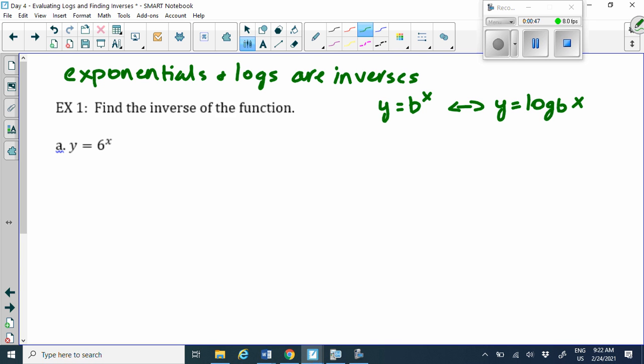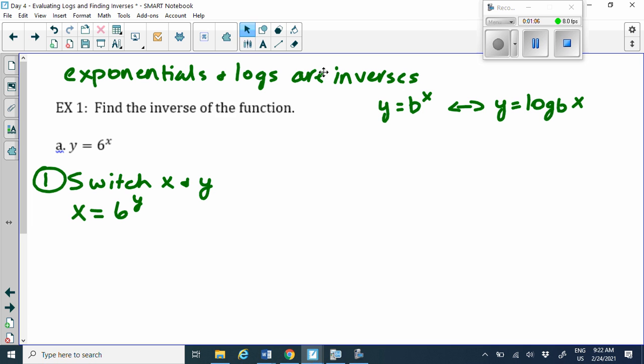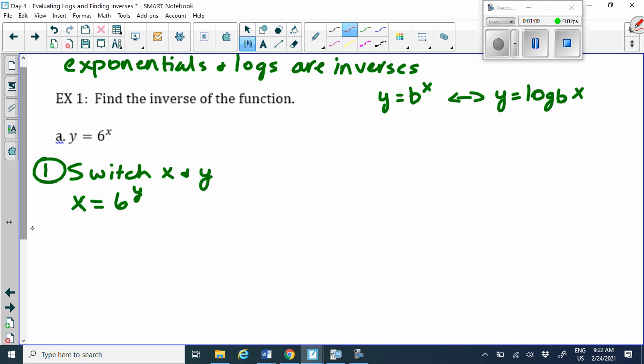So here, to find the inverse, now we've talked about how to find inverse functions before. We're going to use that same idea. So always the first step that we need to do is switch x and y. Okay, so to do that, we just now have x equals 6 to the y power. Now what we need to do is solve for y.